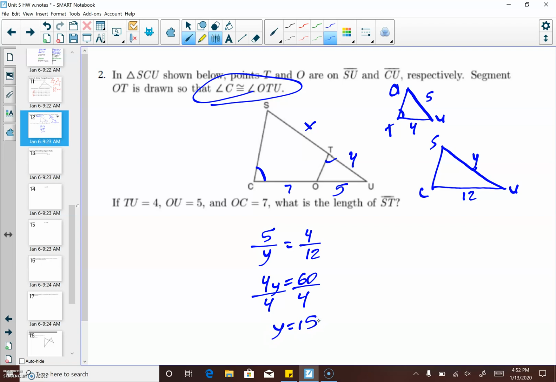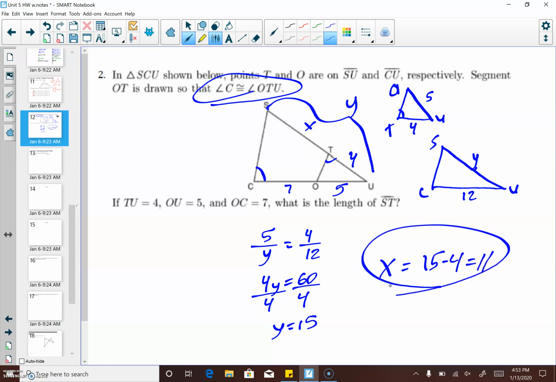So remember, that's not what we're looking for. This whole thing in the original picture was y. So if I want to get what x equals, which is ST, I need to do 15 minus 4, and that gives me 11 as the final answer. So to recap, it's important that you have your angles that are congruent to each other facing the same way and in the same location, so that this way you can actually match up your proportions and set up your sides correctly.